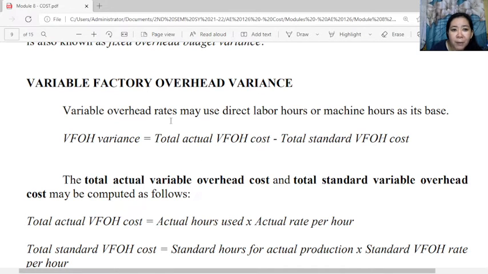So for variable overhead rates, basically our basis used is either direct labor or machine hours. So for the variable factory overhead variance, this is the total variance for variable factory overhead. So this is equal to total actual variable factory overhead cost minus total standard variable factory overhead cost. Meaning to say, this is just the difference between the actual variable factory overhead and the standard factory overhead.